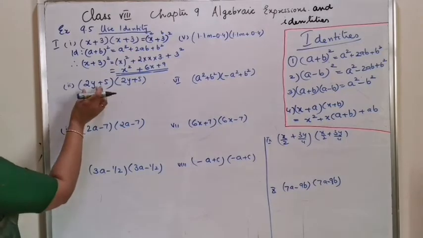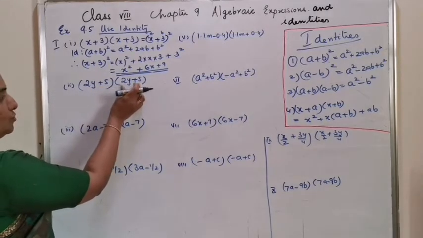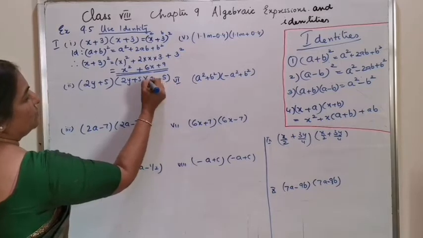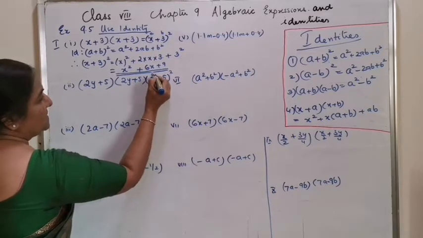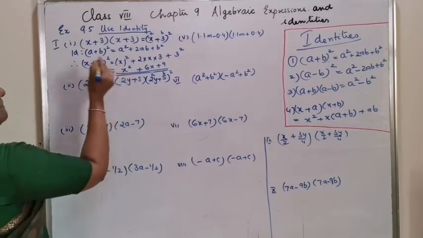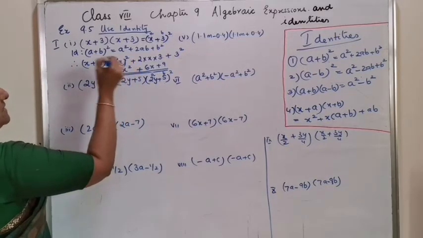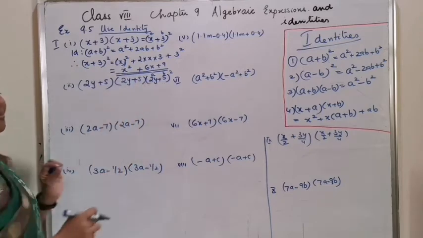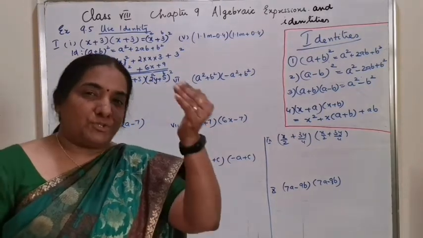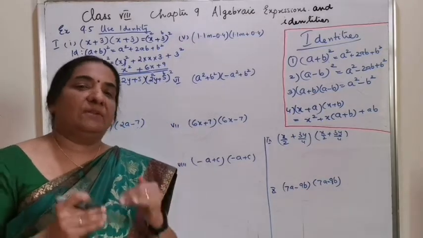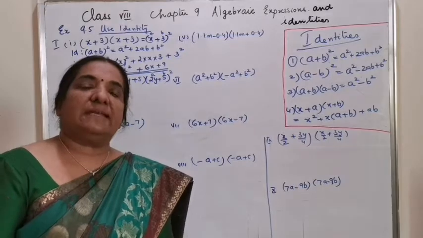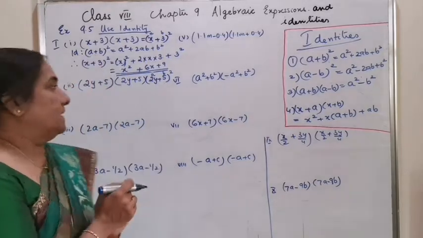Similarly, 2y plus 5 into 2y plus 5 can be taken as (2y plus 5) the whole square. Your a is 2y, your b is 5. See, why did we use a bracket here is for this purpose. If you have 2y as the first term, both 2 as well as y will get squared. So that is why always retain the answer with a bracket.